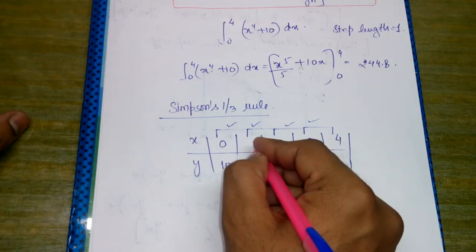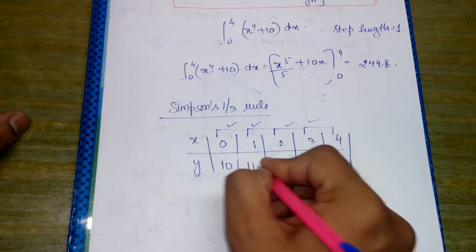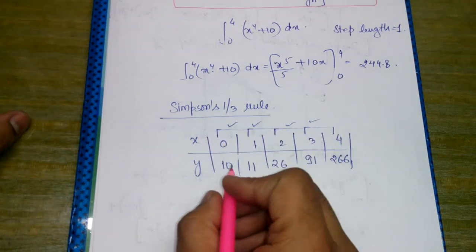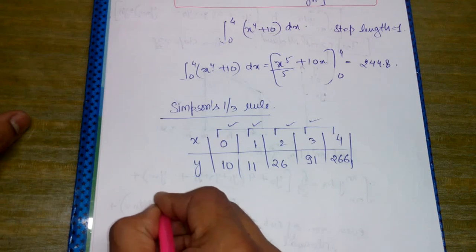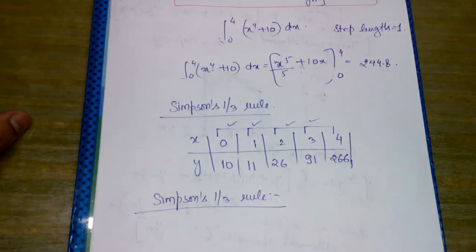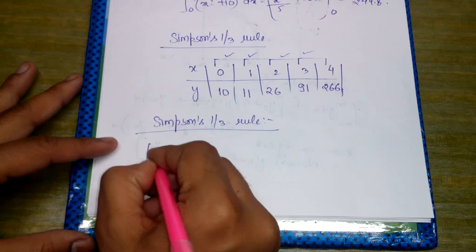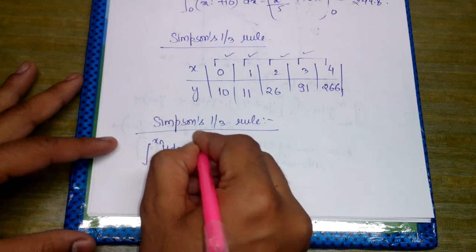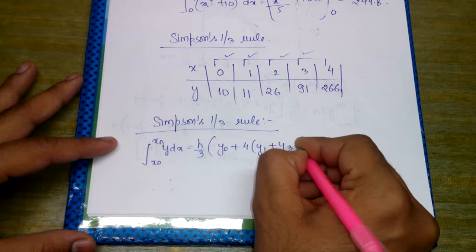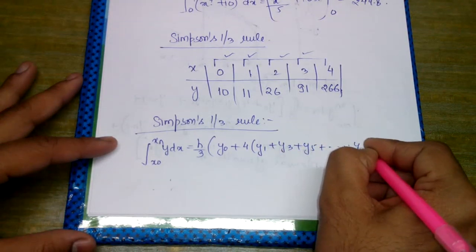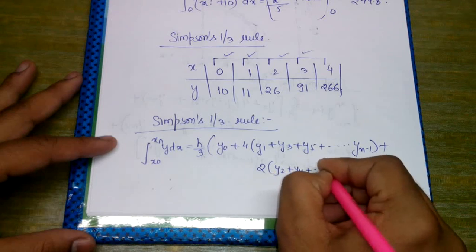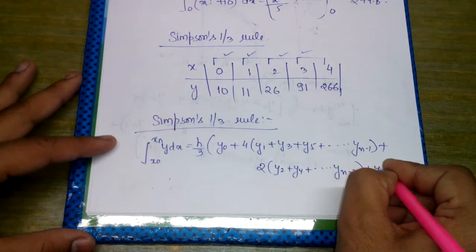It is simply 10. Now for x equals 1, y would be 11, then 26, 91, and 266. Now if you remember the Simpson's one third rule, which I wrote just now, according to Simpson's one third rule, the integral from x0 to xn of y dx equals h by 3 times y0 plus 4 times (y1 plus y3 plus y5, and so on up to y of n minus 1) plus 2 times (y2 plus y4 plus so on up to y of n minus 2) plus y of n.